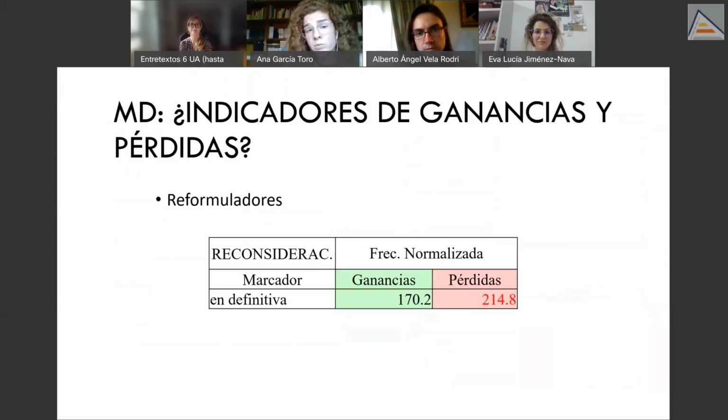En cuanto a reformuladores, llevamos adelantando que solo hemos encontrado "en definitiva" con una frecuencia normalizada tan alta, pero sí que podemos crear una tendencia de que las empresas con pérdidas utilizarán más este tipo de marcadores frente a las de las ganancias porque ralentizan la argumentación, se encargan de recapitular, de reconsiderar, de explicar, y digamos que no les interesa tanto a las empresas con pérdidas avanzar en esa argumentación y exponer buenos resultados porque no los tienen.